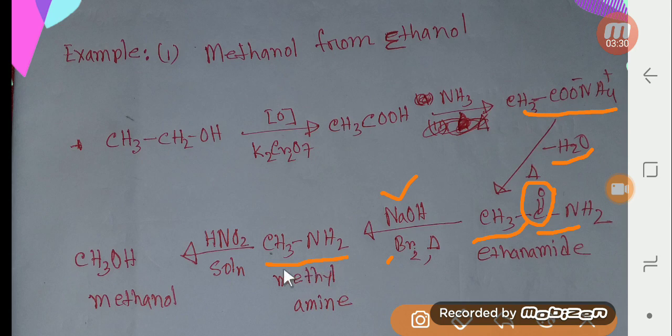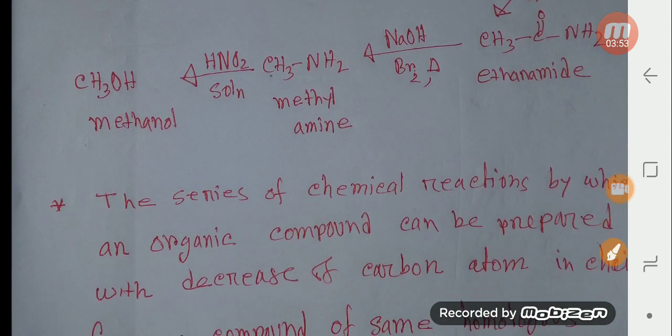Methylamine. Okay, and if you add nitrous acid here, which will come from sodium nitrite and HCl, then this NH2 will be converted to an OH group. That is, you are getting methanol, which is an alcohol. So we are deducting one carbon, right?